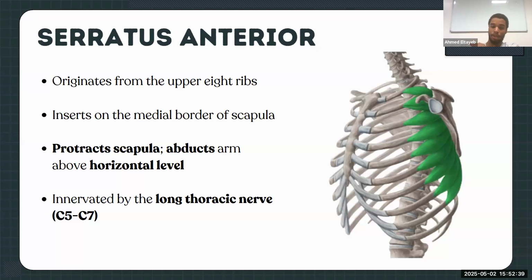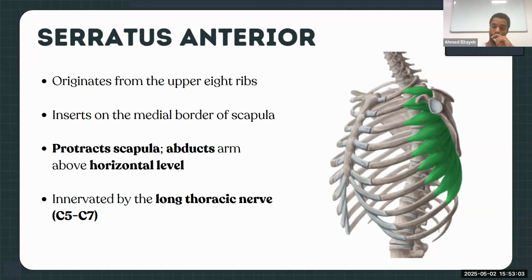What helps us abduct the arm from above that horizontal level? We have the serratus anterior and we have the trapezius. So serratus anterior helps with abduction, moving the arm away from the midline above the horizontal level. So it goes supraspinatus, deltoid, and then serratus anterior or trapezius. And the serratus anterior is innervated by the long thoracic nerve.